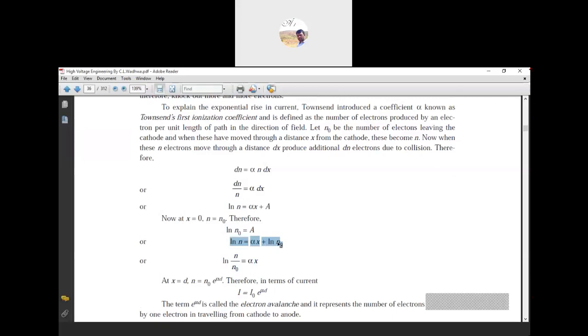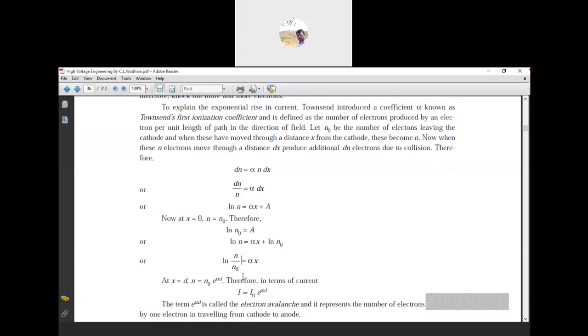So in both cases, either integrating and applying the initial condition, or naming the constant, when the initial condition is applied, it becomes like this: ln n is equal to alpha x plus ln n naught. So the final equation is ln n by n naught is equal to alpha x.